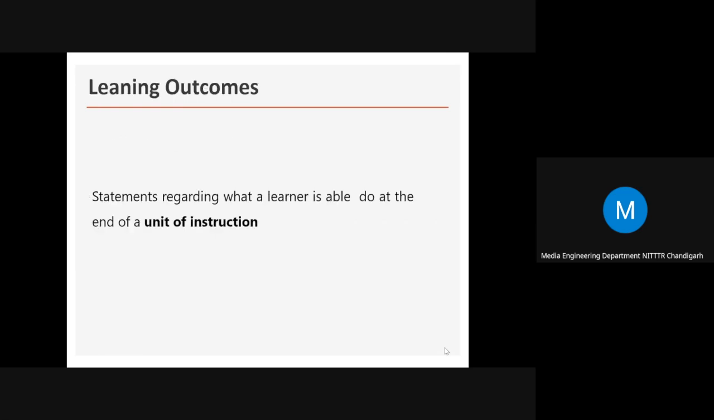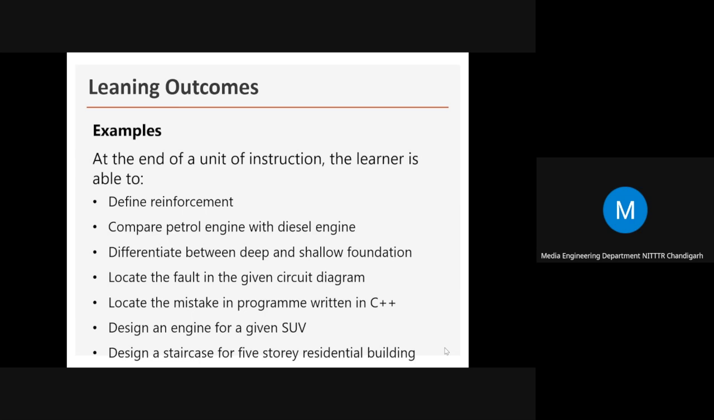So learning outcomes, I think it's not required to explain in detail because you have gone through the CO, PO, and how to frame COs and POs. Here we are referring to the statements regarding what a learner is able to do at the end of a unit of instruction or at the end of a course. Those statements are basically outcomes with respect to that activity. So this is the general term. This kind of learning outcomes we see in a list of outcomes, right?